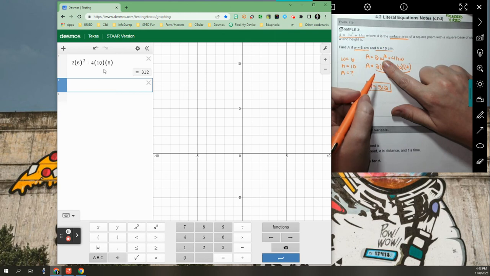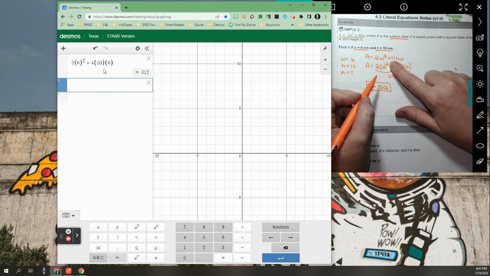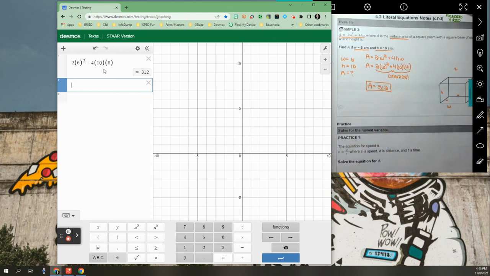2, open parentheses, 6, close parentheses, squared, plus 4, open parentheses, 10, close parentheses, open parentheses, 6, close parentheses. I didn't have to do any math. It was super easy. So now it's up to you guys.